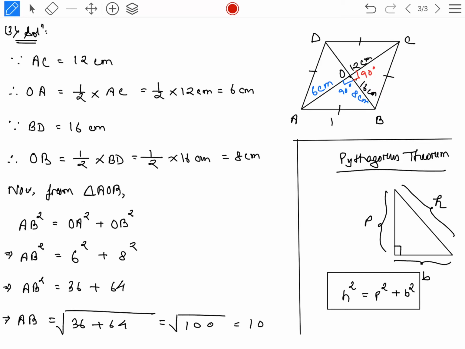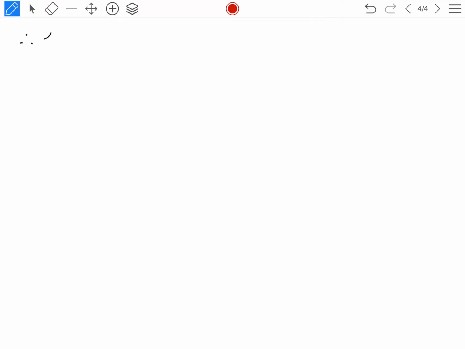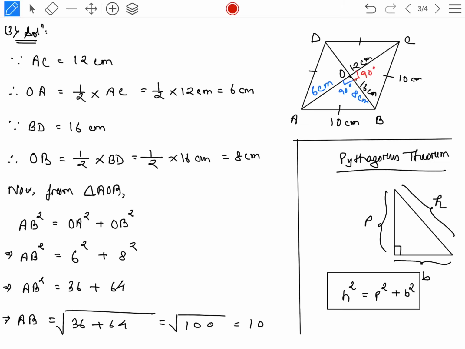Understood? So AB we have got how much? 10 centimeter. That means all four sides will measure 10 centimeter. Therefore the length of each side is 10 centimeter. Okay, so this chapter is complete.